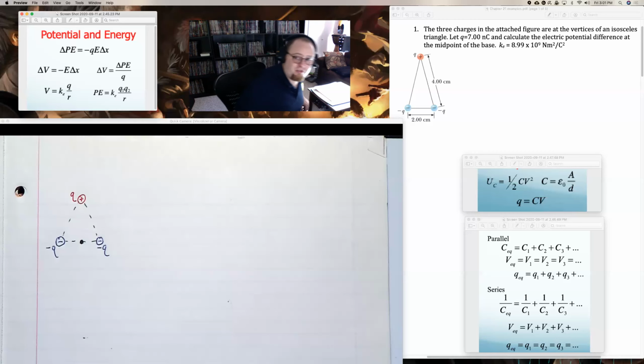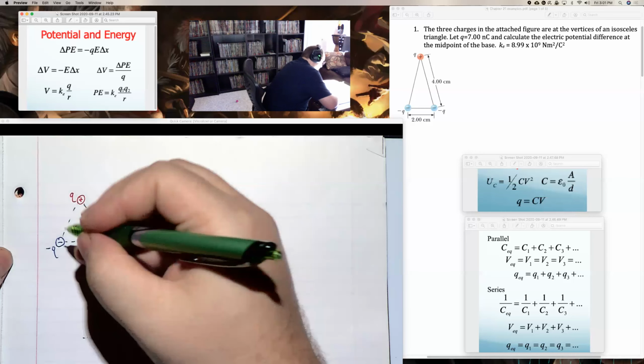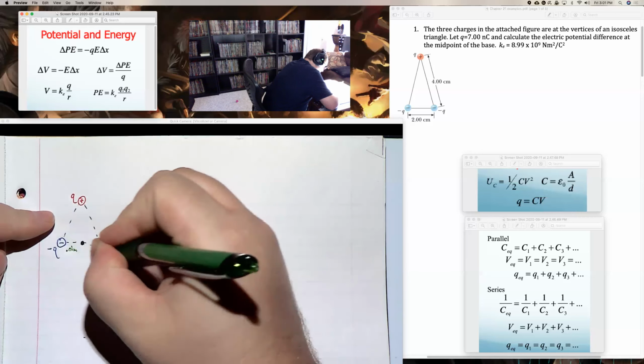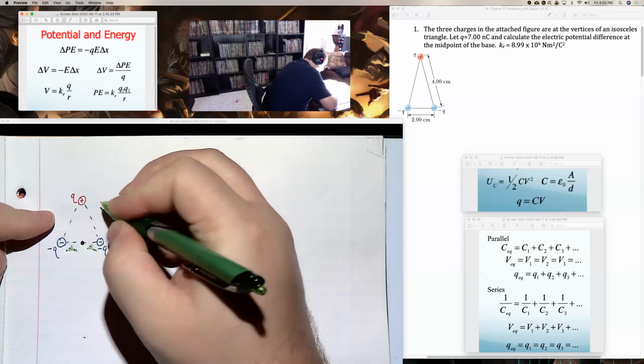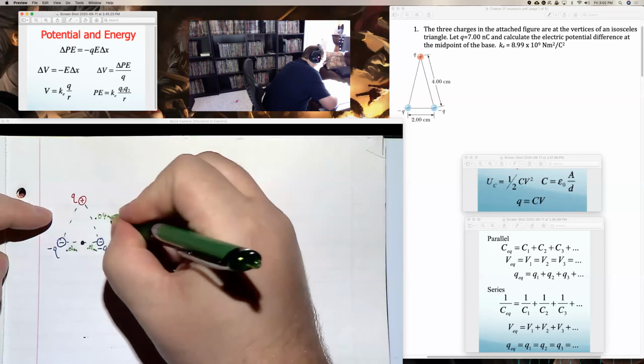Now, I already drew this. What we know is that this whole thing across is 2 centimeters. That means the distance from either of these negatives to the midpoint of the base is 1 centimeter, or 0.01 meter. We also know this height is 4 centimeters, or 0.04 meters.